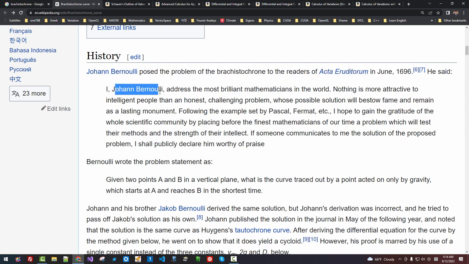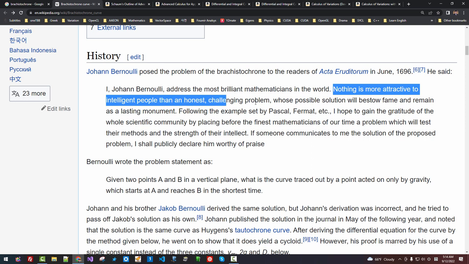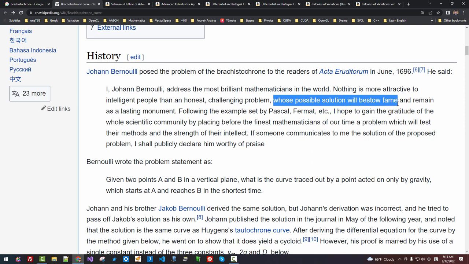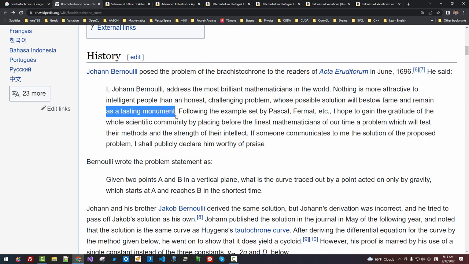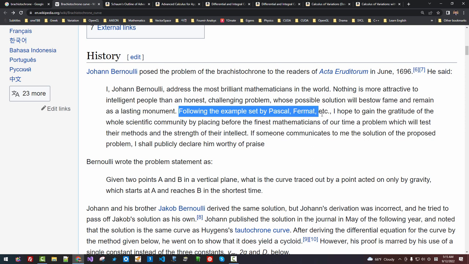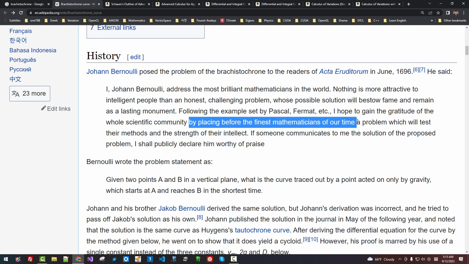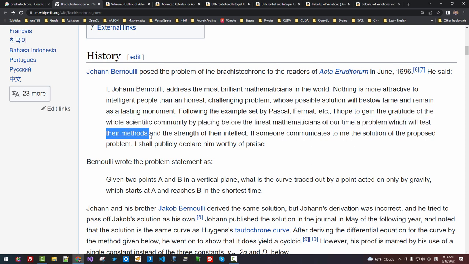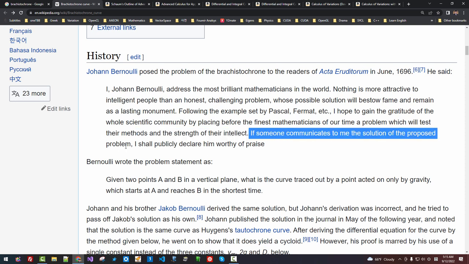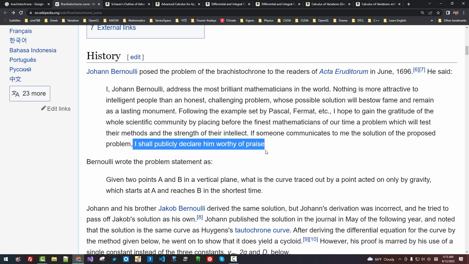He said, "I, Johann Bernoulli, address the most brilliant mathematicians in the world. Nothing is more attractive to intelligent people than an honest, challenging problem whose possible solution will bestow fame and remain as a lasting monument, following the example set by Pascal, Fermat, etc. I hope to gain the gratitude of the whole scientific community by placing before the finest mathematicians of our time a problem which will test their method and the strength of their intellect. If someone communicates to me the solution of the proposed problem, I shall publicly declare him worthy of praise."